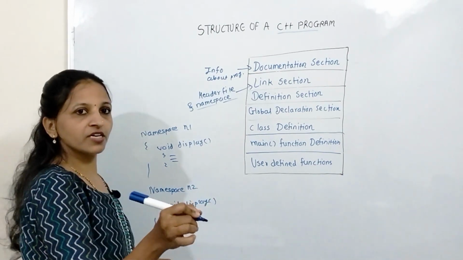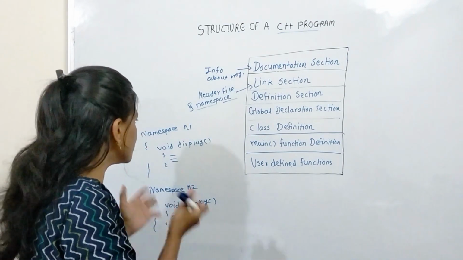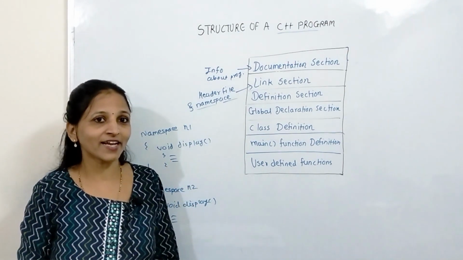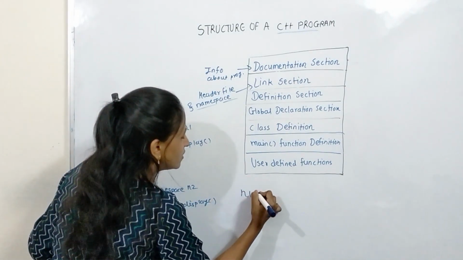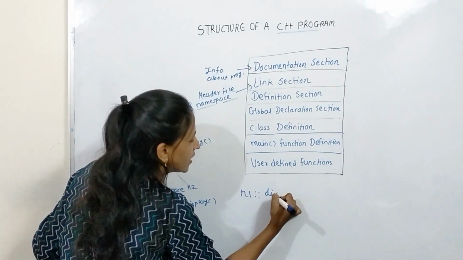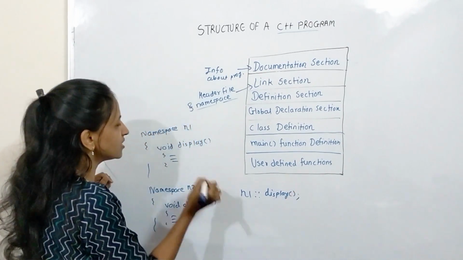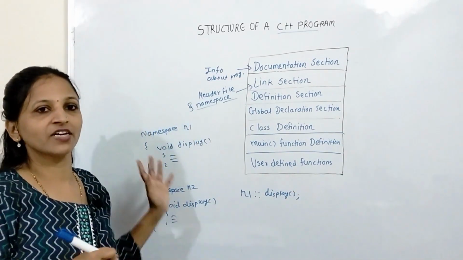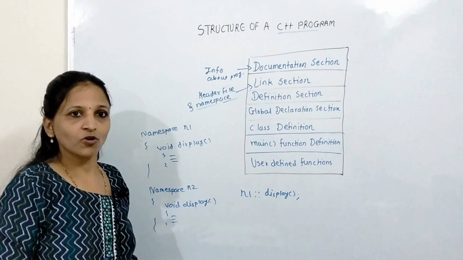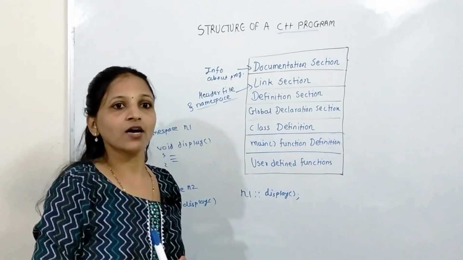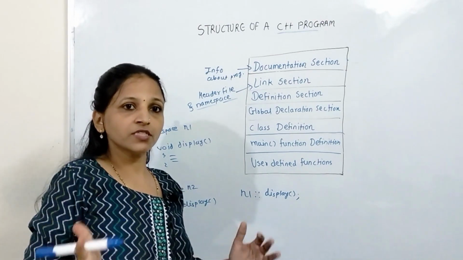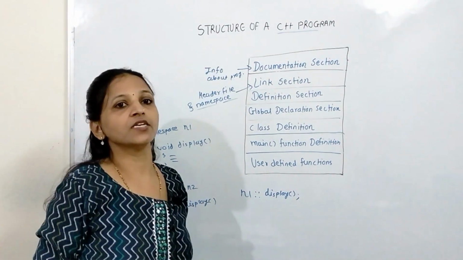In main I am calling that display function. Then which display should be called? How do we get an idea about that? That is n1 scope resolution display. If we write like this, its meaning is: call the display function from the n1 namespace. Getting it? Now in a C++ program we write cout or cin. That cout and cin are present in the standard namespace.